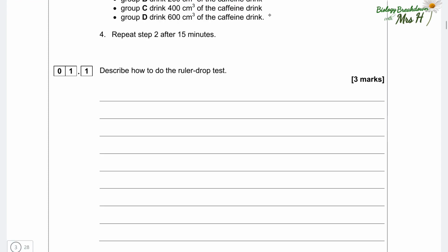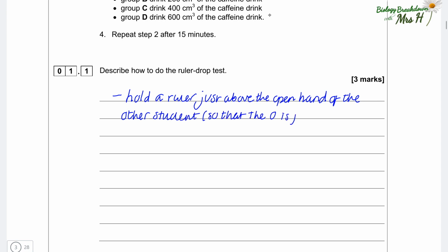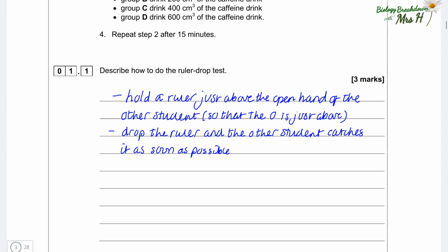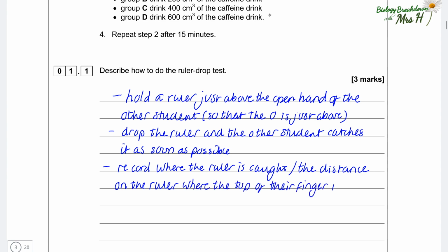Describe how to do the ruler drop test. So you need to hold a ruler just above the open hand of the other student so that the 0 is just above their finger. Make sure it's the same each time. Drop the ruler and the other student catches it as soon as possible. And then you need to record where the ruler is caught, meaning the distance on the ruler where the top of the finger is.